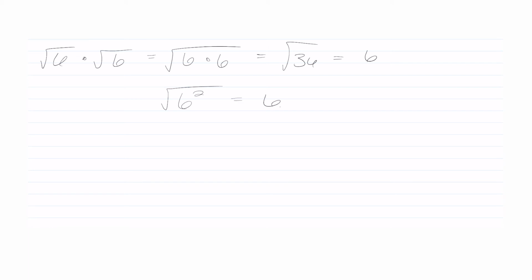Say you were multiplying two radicals together. Say we had the radical of 6 times the radical of 6. First, you would put everything underneath the radical sign. So we would have 6 times 6, which is equal to radical 36, which simplifies down to 6. You can also write it as the radical of 6 squared, and from there simplify down to 6.